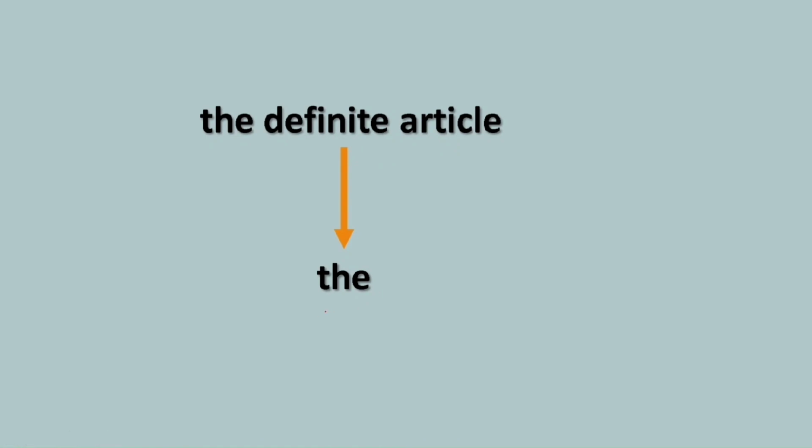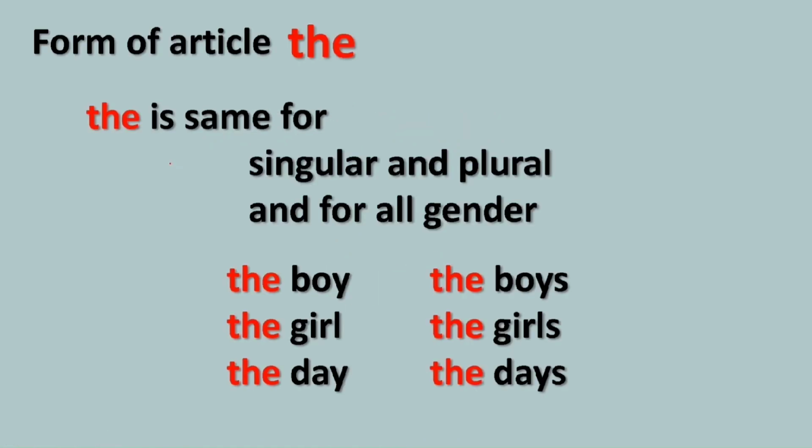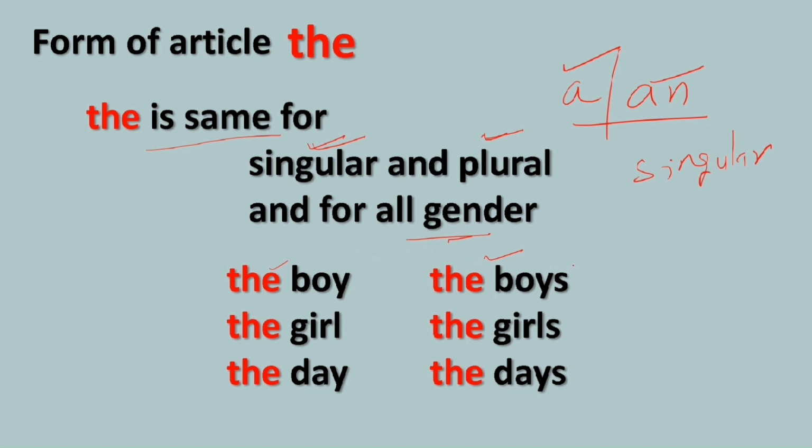Definite article is the. This is called the definite article. The definite article the is the same for singular and plural and for all genders. A and an are used only for singular. The can be used for singular and plural, and for all genders. The boy, this is singular; the boys, this is plural. The girl, singular; the girls, plural. The day, the days. It means the is the same for singular and plural and can be used for both genders.